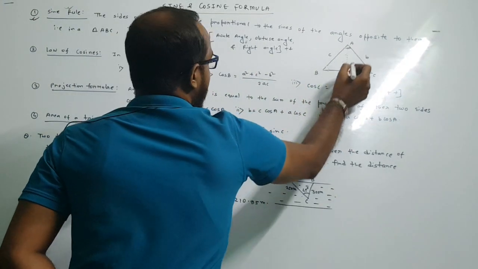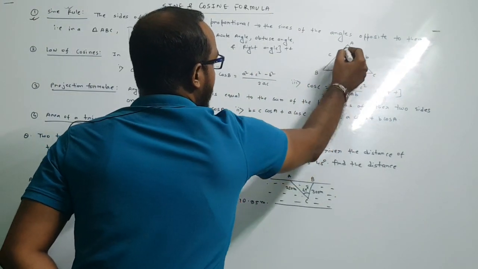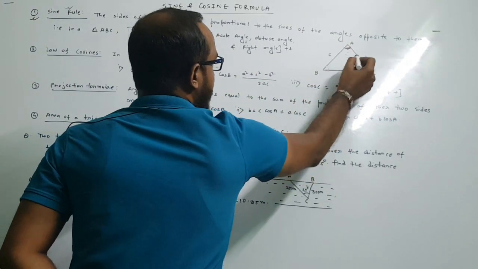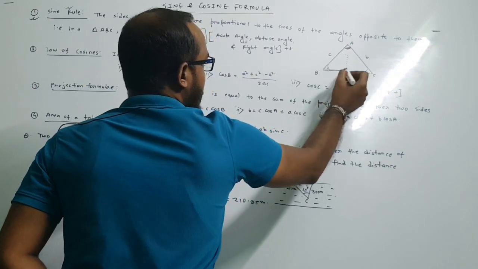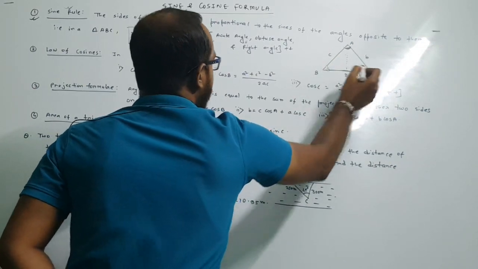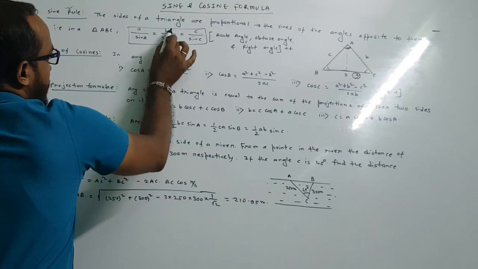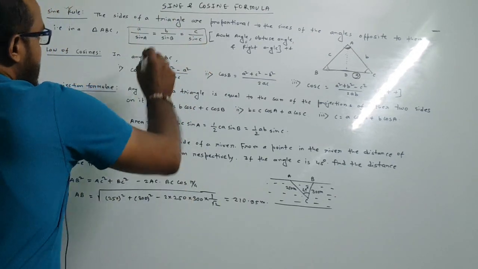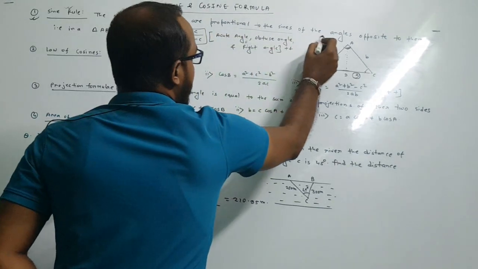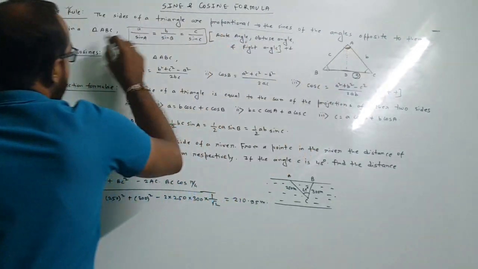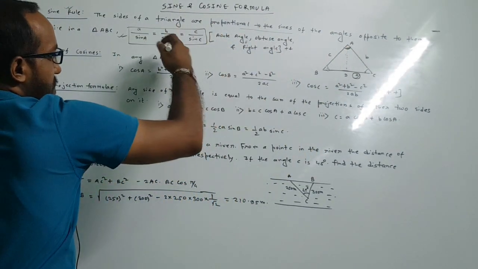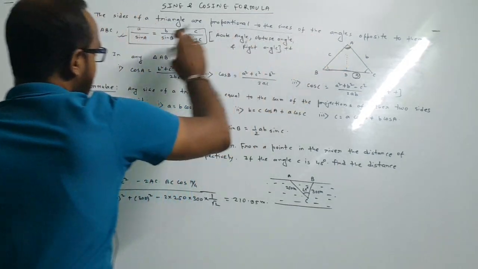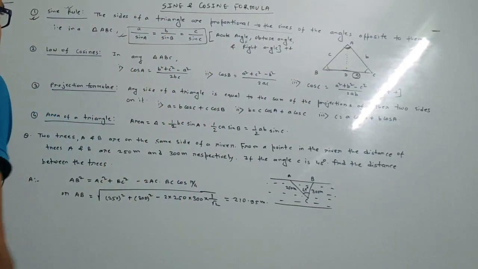So our sine formula is A by sine A. This side length divided by opposite angle. A by sine A equals to B by sine B equals to C by sine C. The sides of a triangle are proportional to the sines of the angles opposite to them. It is very easy to remember. Kindly remember this triangle, you can remember this formula very easily.